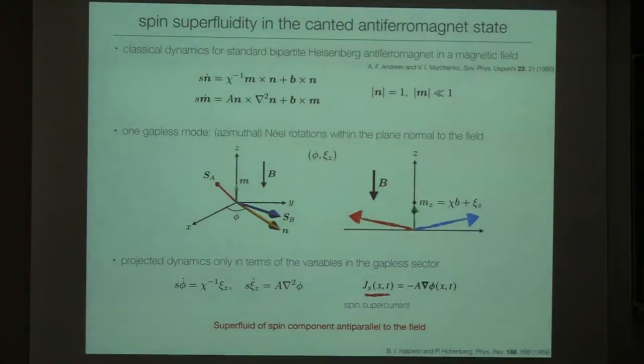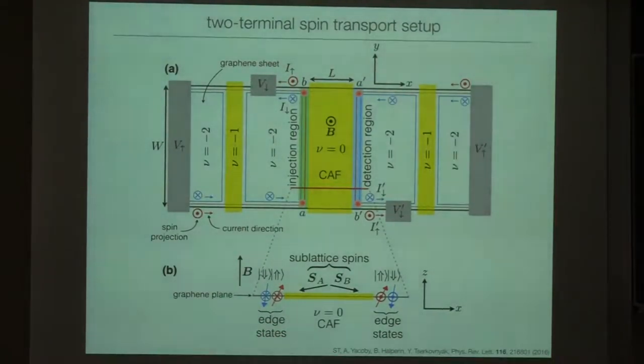First equation looks like the Josephson equation. The second one is just the continuity equation, from which you can read off the current, spin current, which is proportional to this gradient of this U1 phase. Okay, so we have a superfluid of spin component that's anti-parallel to the magnetic field here. So it's the Z component. The field is in the Z direction. It's the Z component of spin, which will act like a superfluid. Okay, so this is the type of setup that may be used to detect this phenomenon.